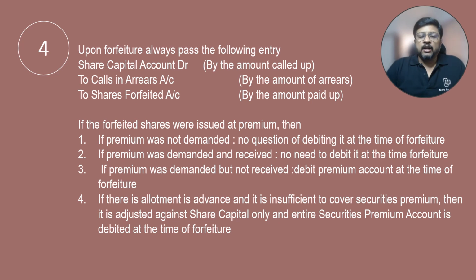Next, if there is allotment in advance, this is a very important point. This can happen in one or two problems. If there is an allotment in advance and it is insufficient to cover the securities premium, then it is adjusted against share capital only. An entire securities premium account is debited at the time of forfeiture because we can say that we have assumed it was demanded and it was not received. Okay.